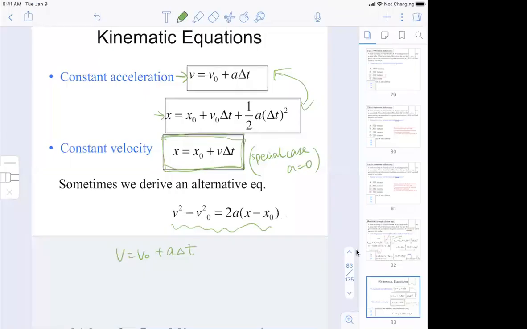No, I don't see your screen. One second, let me bring it up. Can you see it now? Yeah, I can see it now.